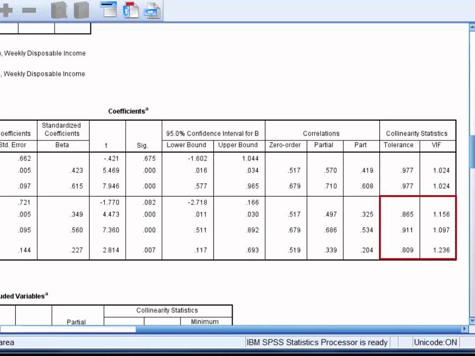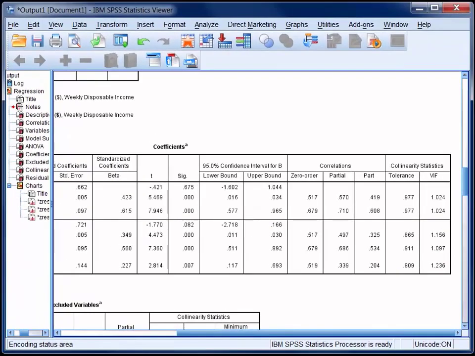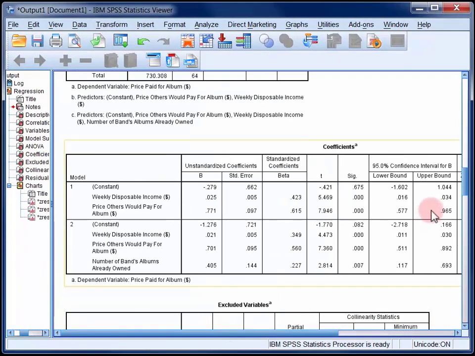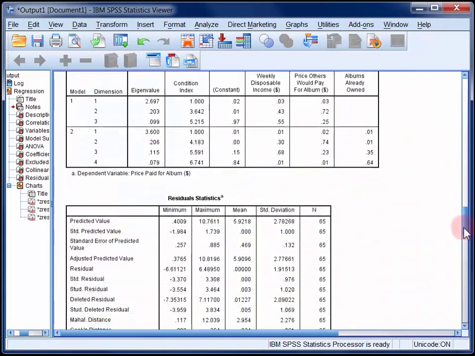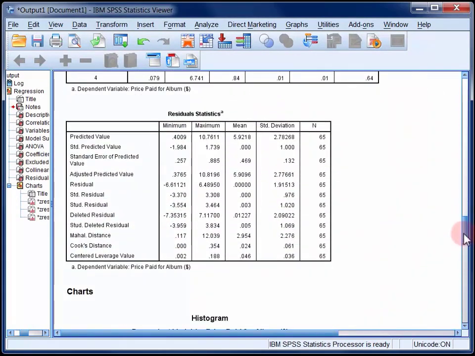Now, on the far right of the coefficients table, we have a set of collinearity statistics. These are used to assess the absence of multicollinearity assumption which underpins multiple regression, and their interpretation is described in StatHand. In StatHand, you'll also find information about detecting outliers using the information which is provided in the residual statistics table. For now, though, we'll skip past this table.